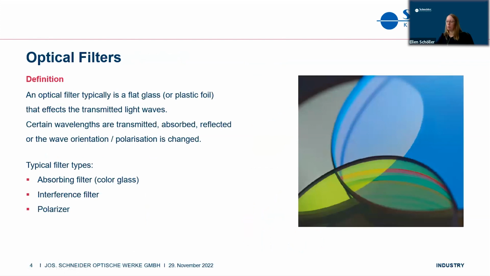And we can now have a look. What is a filter? A filter is normally a flat glass, or it can also be a foil. And the filter affects the wavelengths it transmits. And the wavelengths can be transmitted or absorbed, or some are reflected, or a filter can also change the orientation of a wave, so the polarization can be changed.